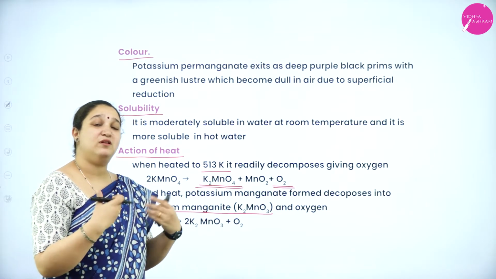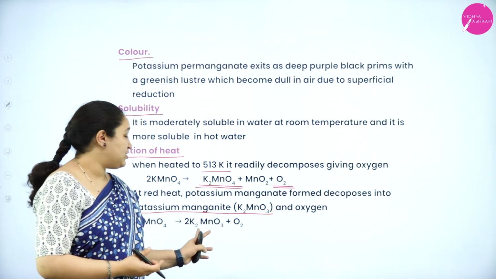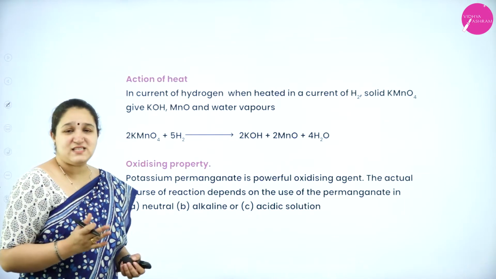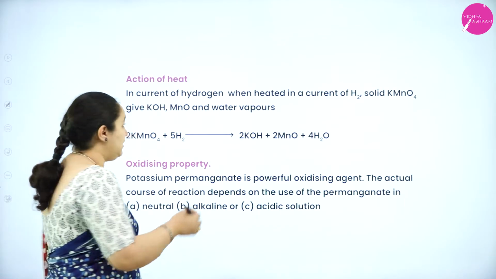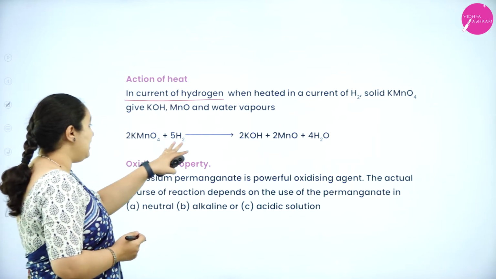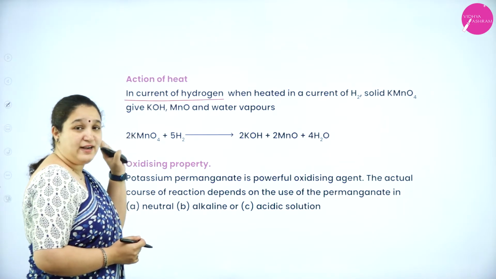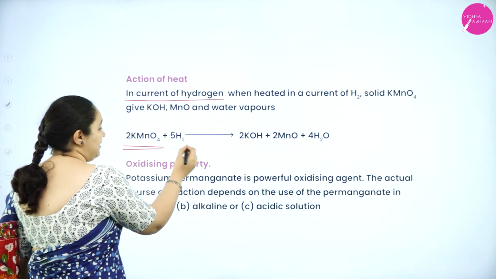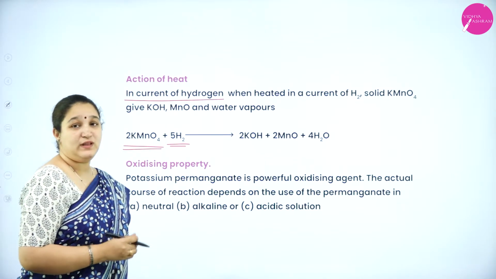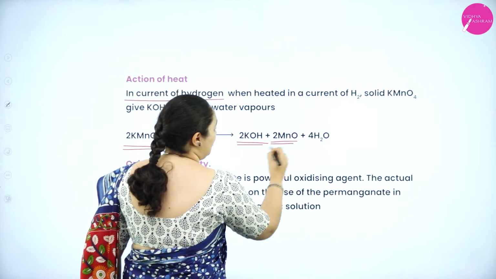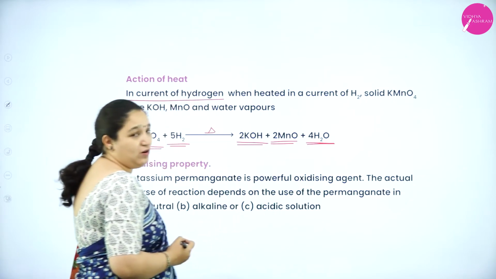Potassium manganate, on further heating, will give potassium manganate and liberate oxygen gas. Okay. Next is action of heat in the current of hydrogen. So you're passing hydrogen gas and you're heating it. Then what happens? Potassium permanganate, when you are heating it with hydrogen, you will get KOH, MnO and water vapors are formed.